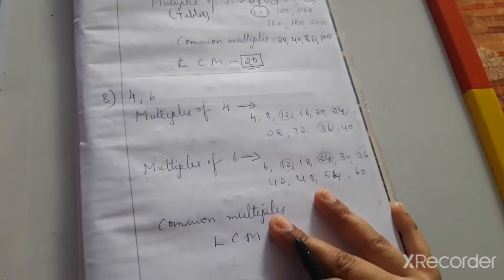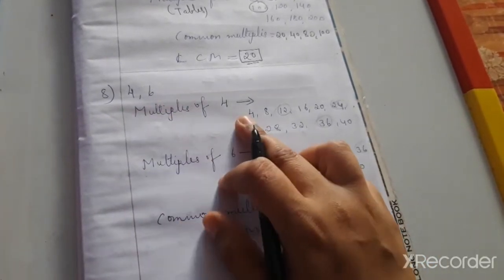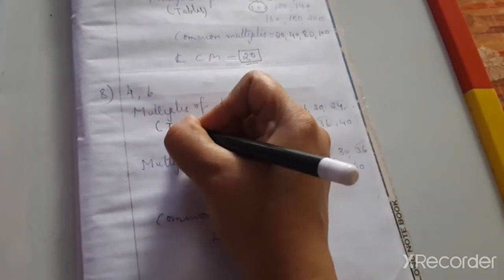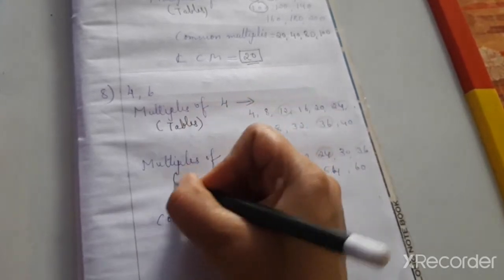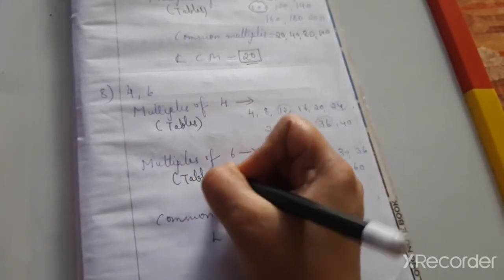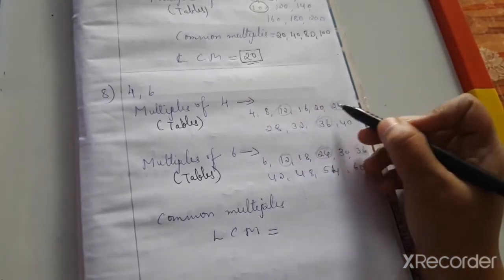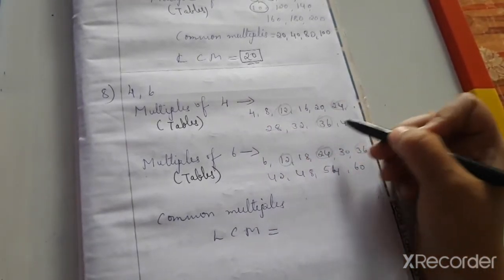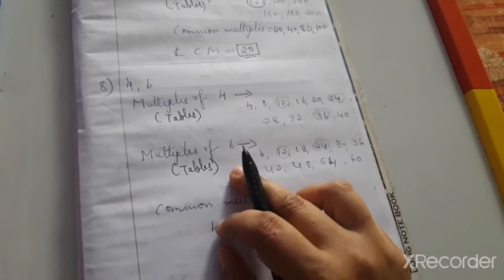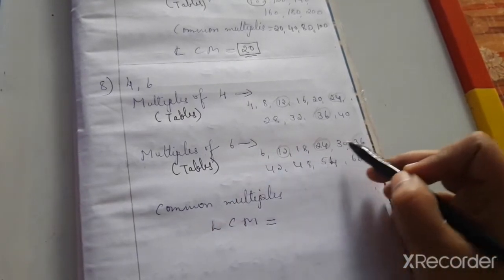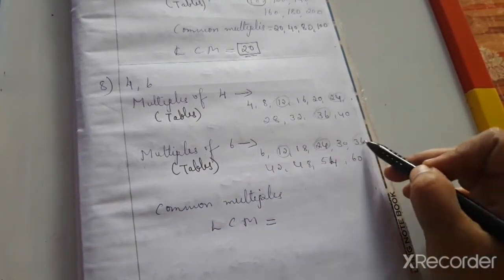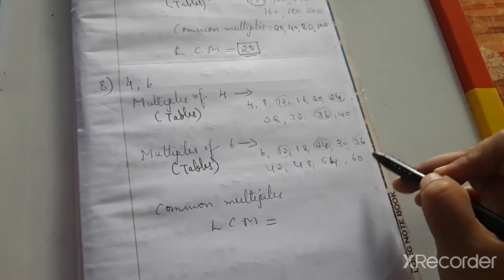Next, the 8th question: 4 and 6. We have to write the multiples of 4, which means the tables of that particular number. 4 ones are tables we have to write: 4, 8, 12, 16, 20, 24, 28, 32, 36, 40. Tables of 6 here we have to write: 6, 12, 18, 24, 30, 36, 42, 48, 54, 60.